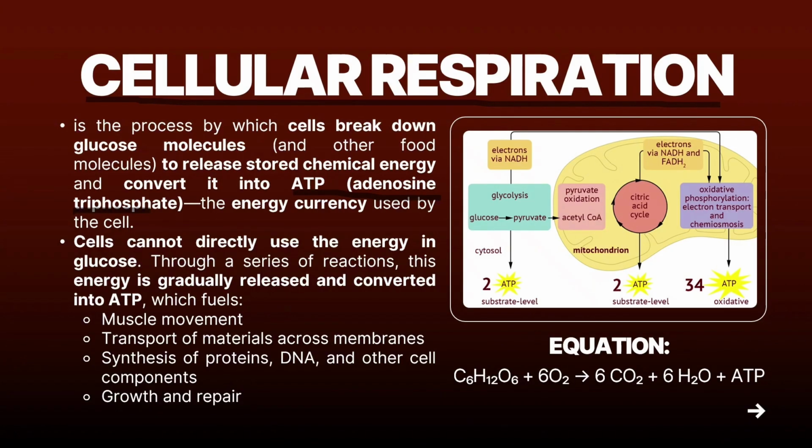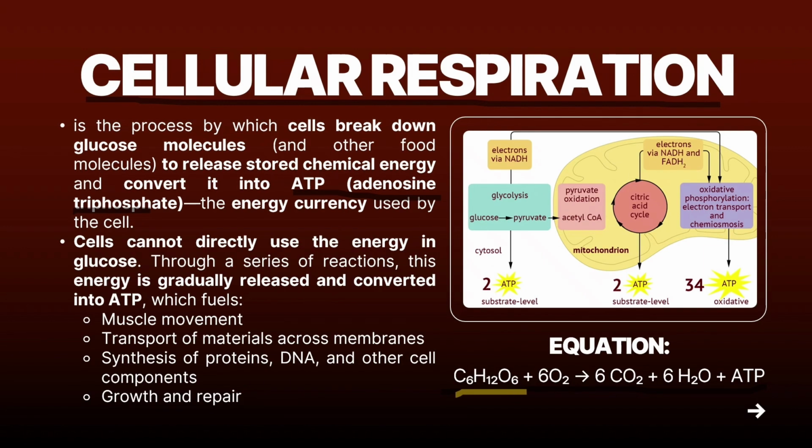Adenosine triphosphate is also known as the energy currency used by our cells. Think of it as the cell's money or fuel that powers anything the cell does, like moving muscles, transporting materials across membranes, building proteins, and repairing damaged parts. The overall process of cellular respiration can be represented by this equation.